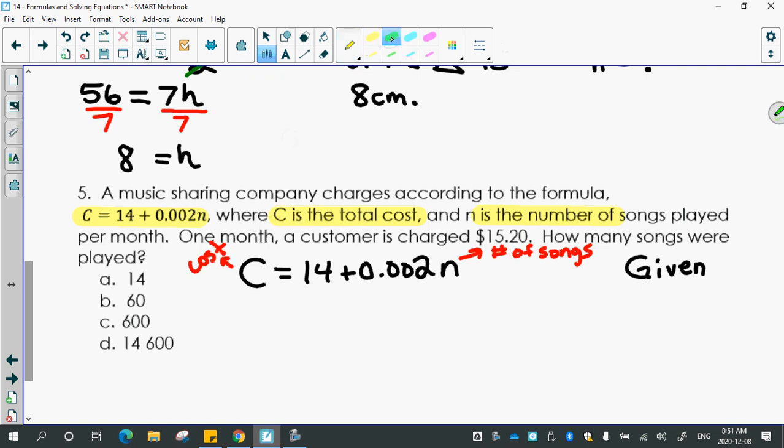So 1 month, a customer is charged $15.20. So that means under my given, I can add the cost or the charge is $15.20. How many songs were played? That's N. So N is what I don't know. It's my question mark. Okay? So now I should be able to put the 1520 into the right spot, which would be in for C.